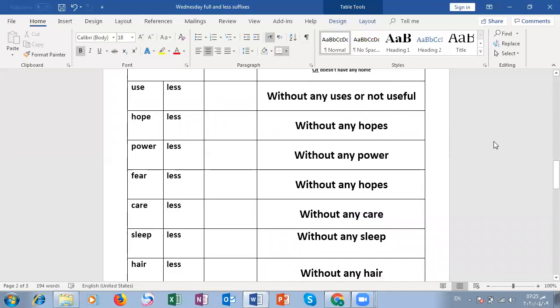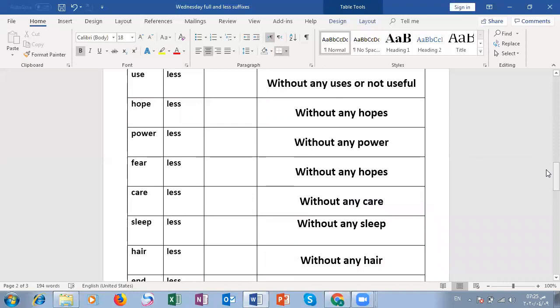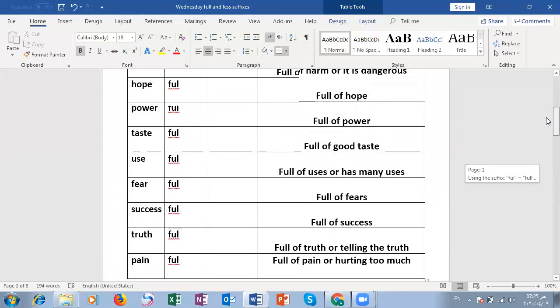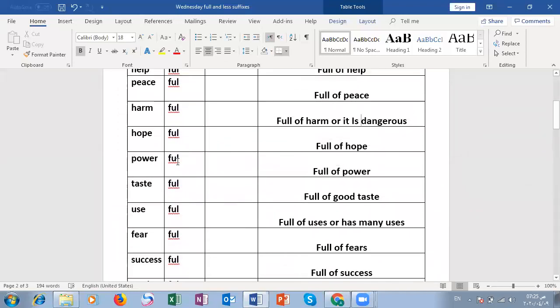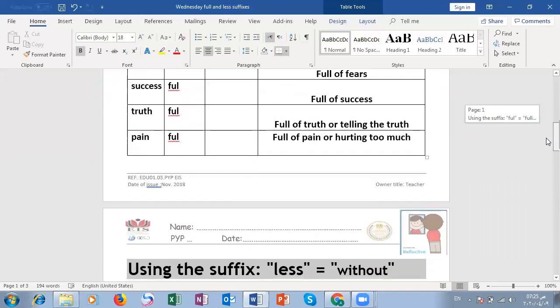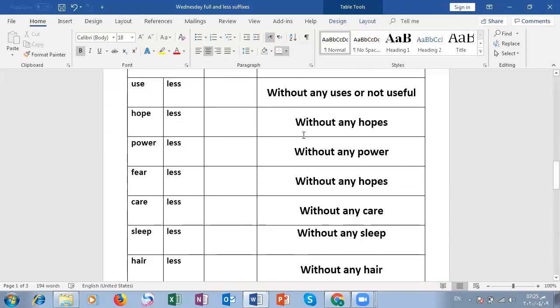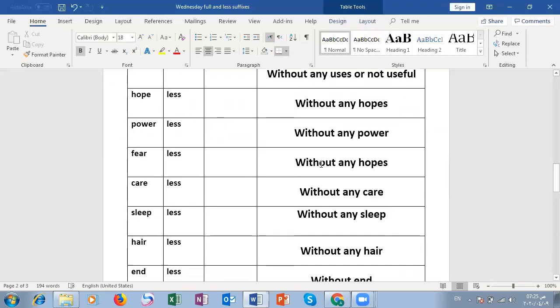Powerless. When someone doesn't have any power, so he is powerless. But if he has a lot of power, he will be powerful. But now we are talking about less, so it means without any power. Fearless doesn't cause any fear, without any fears. So fearless, without any fears.